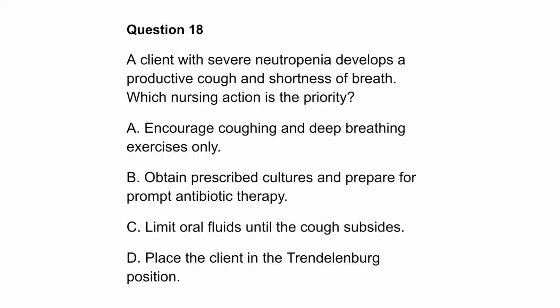Question 18. A client with severe neutropenia develops a productive cough and shortness of breath. Which nursing action is the priority? A. Encourage coughing and deep breathing exercises only. B. Obtain prescribed cultures and prepare for prompt antibiotic therapy. C. Limit oral fluids until the cough subsides. D. Place the client in the Trendelenburg position.